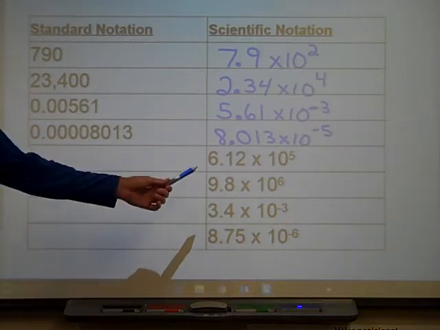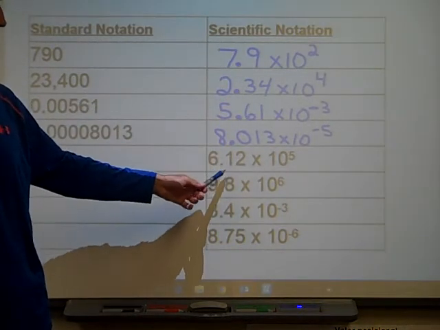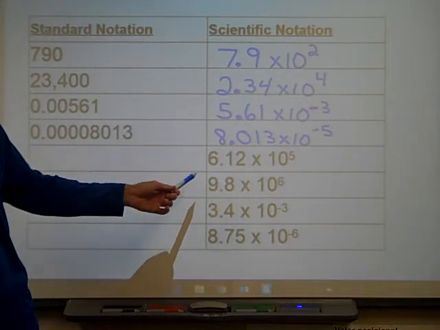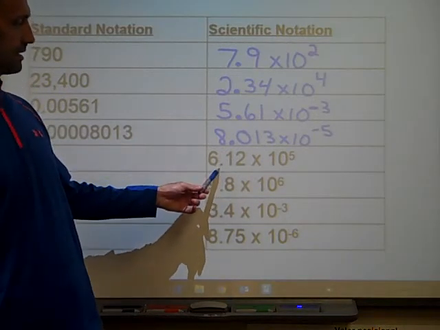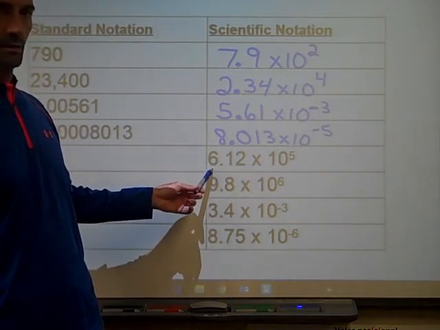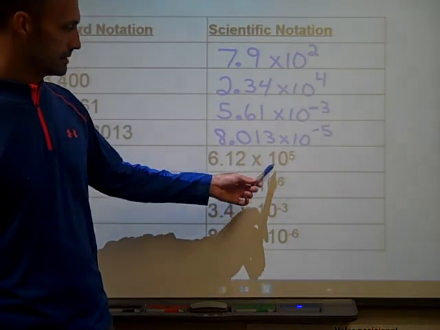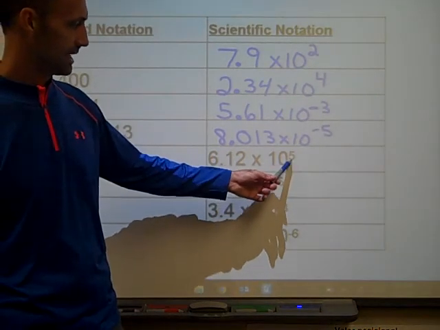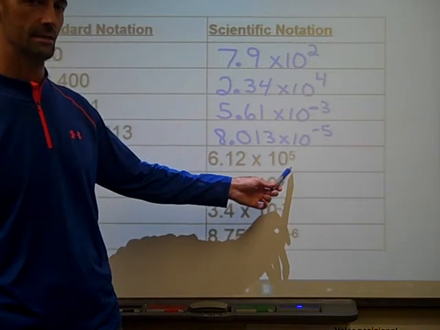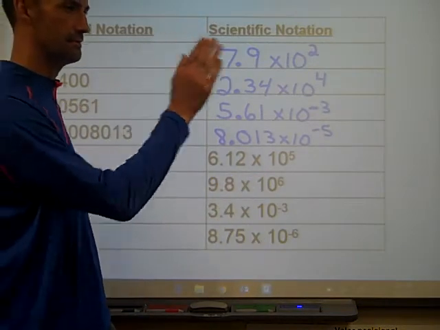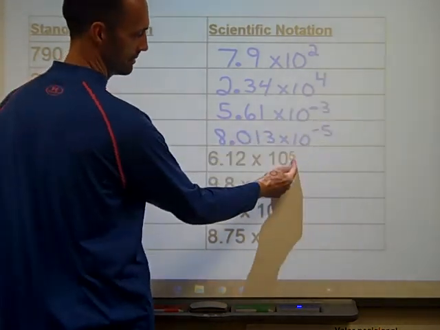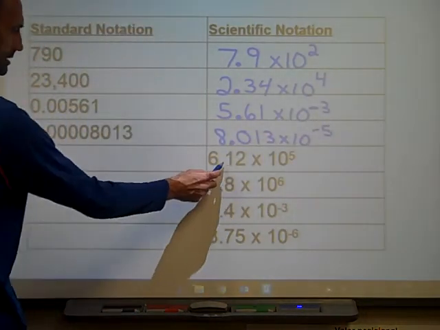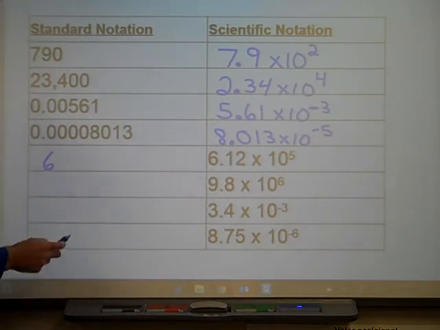So now in the bottom 4 examples, you're given the number in scientific notation and you have to write it in standard notation. So we look, okay, the decimal's here after our first non-zero number, times 10 to the 5th. This is a positive 5. So positive 5 tells me the decimal is going to move to the right that many places. Okay? So we have 6, right?